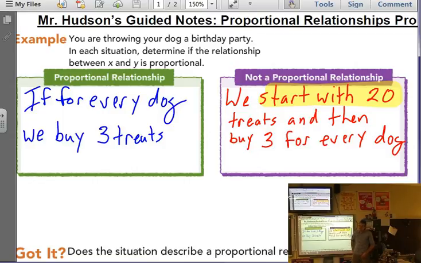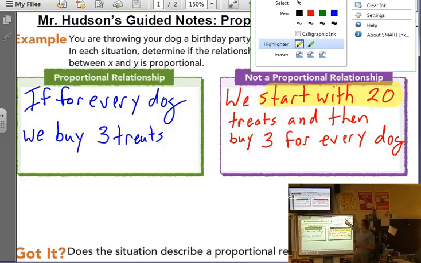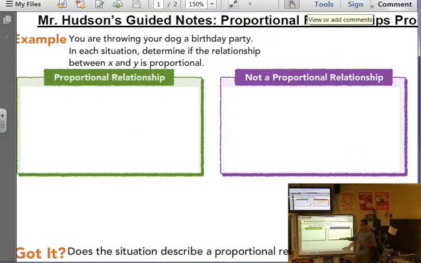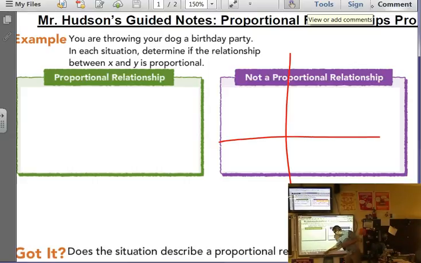Jaslyn. I was going to say, for every 1 dog, there would be 0 treats. Would that not be proportional? Yeah, if you just have no treats. But if you had 0 dogs, you'd have 0 treats, right? And if I think about graphing this, X, Y, I just stay with 0 treats, right? So is it a straight line? Yeah, it starts at 0. Does it go through the origin?